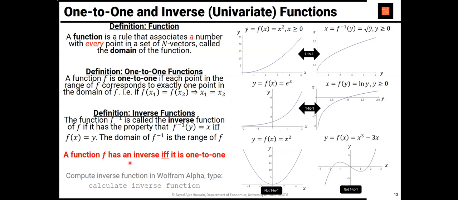So what's nice is that a function can only be inverted if and only if it is one-to-one. The y's are currently expressed as x's, but can you express the x's in terms of y's? You can do so if the function is one-to-one. This means that if the function has an inverse, it is one-to-one. If it's one-to-one, it has an inverse. And you can, by the way, calculate inverse functions in Wolfram Alpha very easily.